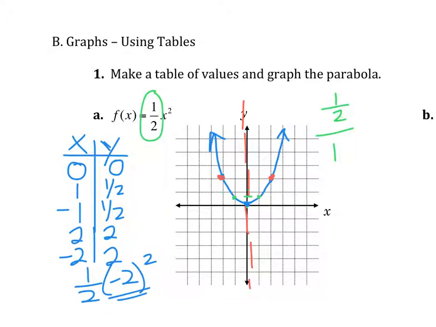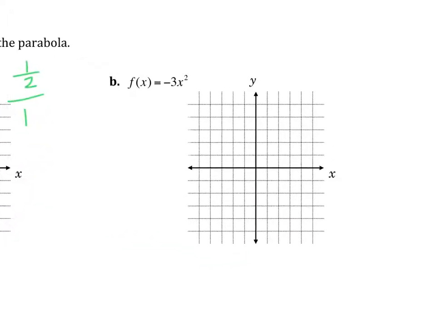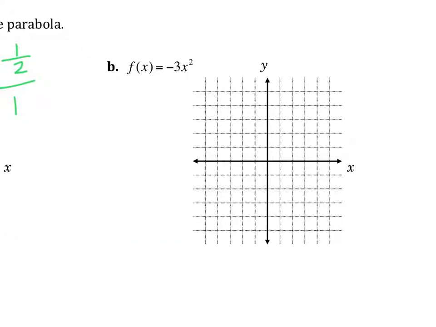All right, let's go to number 2 now. Or, sorry, number 1B. Okay, so the next one, it's going to be a lot like the last one. It's not shifted at all, but this one has a negative out front, so we know that this parabola is going to open what? Down. Exactly. Good job. Who said that?